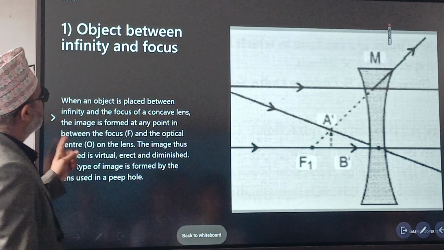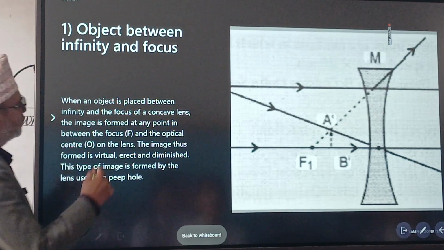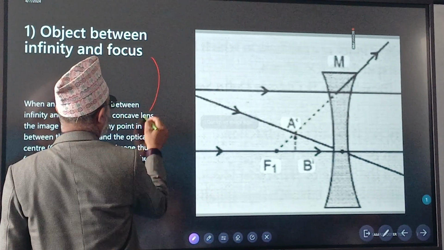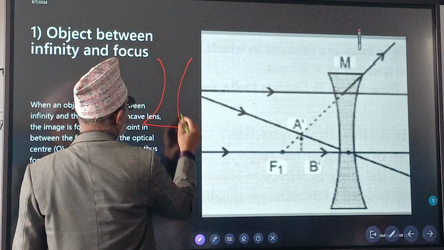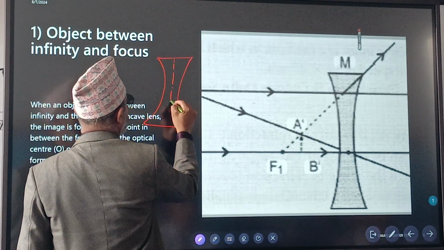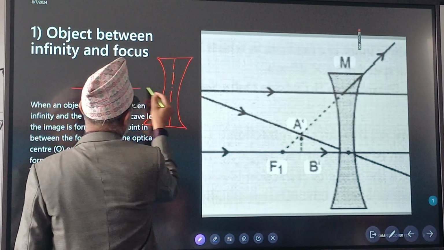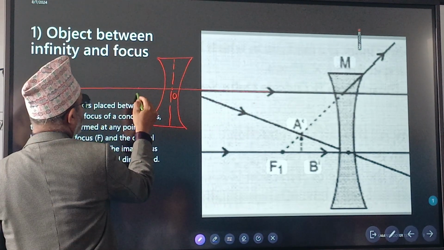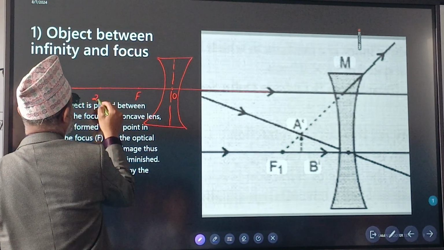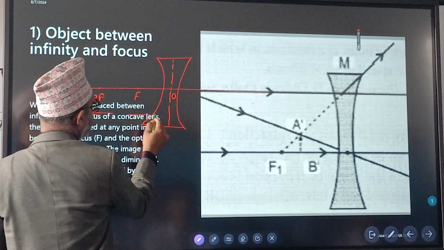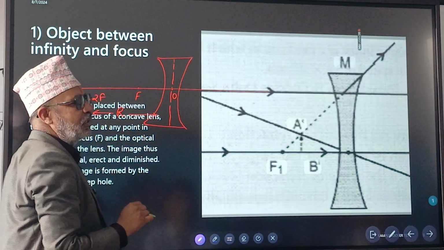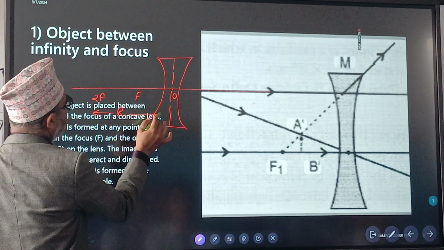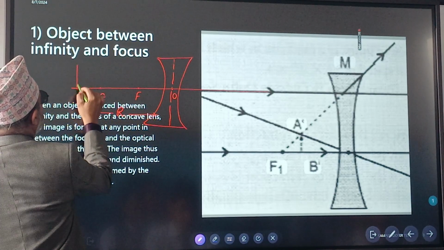First one is object between infinity and focus. Now see here, children, you have to practice this. Draw here a concave lens, and you can draw a straight line here. What is this point called? O. O to here, what is this? Principal focus. Here is 2F. One thing you have to remember, this distance is also called R, the radius of curvature. So object between infinity and focus means the object is here.